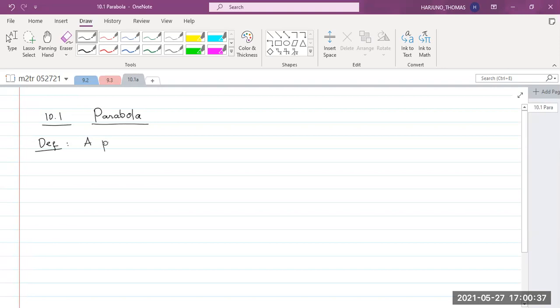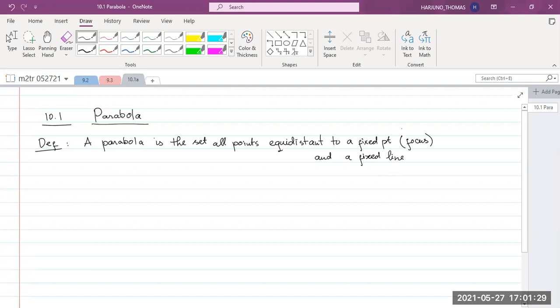A parabola is the set of all points in two dimensions, of course, equidistant, the same distance, to a fixed point that we call the focus, and a fixed line, which we call the directrix.